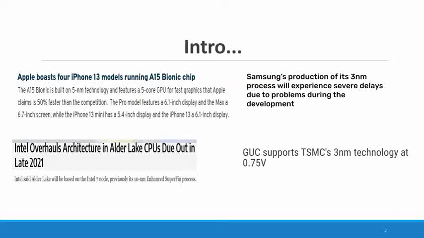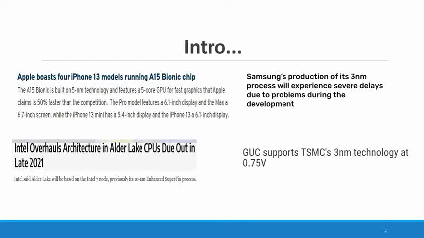First of all, we have all often seen this kind of image on Google: Apple boasts the iPhone 13 model with the A15 Bionic chip, built on 5 nanometer technology. Samsung is in production on its 3 nanometer process. Then Intel talked about using its 10 nanometer Enhanced SuperFin process. Also, Global Unichip supports Taiwan Semiconductor Manufacturing Company's 3 nanometer technology, and so on.